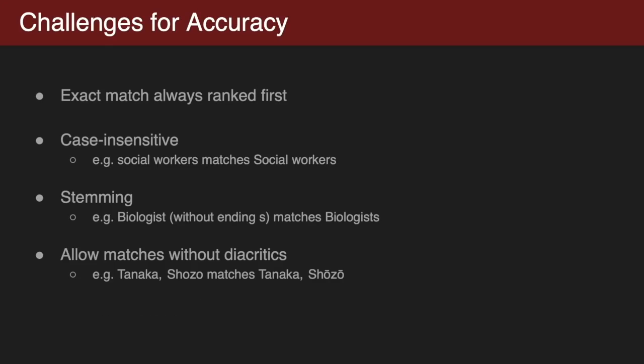We've seen common categories of issues with accuracy. As mentioned during the discussion on performance, we put in place code to ensure an exact match is always ranked first. We want to process queries using case insensitivity, such that social workers, typed in as all lowercase, matches the actual label of Social workers with a capital S. We also want to apply stemming rules to allow biologists without an S to match the actual label of biologists. Stemming is a little complex for some authorities, so we're exploring the ability to have it turned on for some and off for others. The other challenge we wanted to address is to allow queries where the results are expected to include diacritics to be typed without the diacritics.